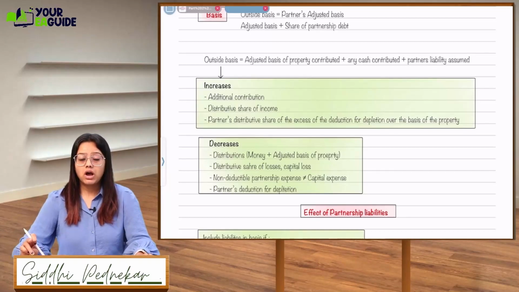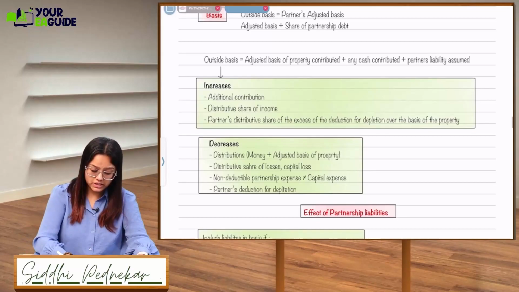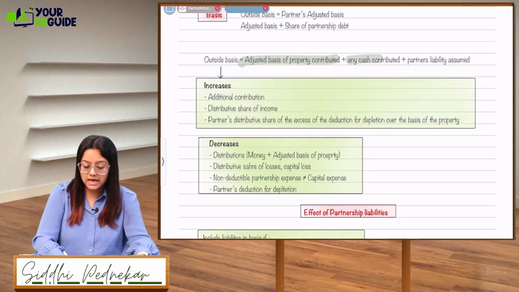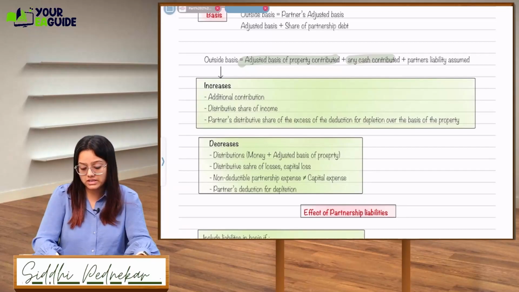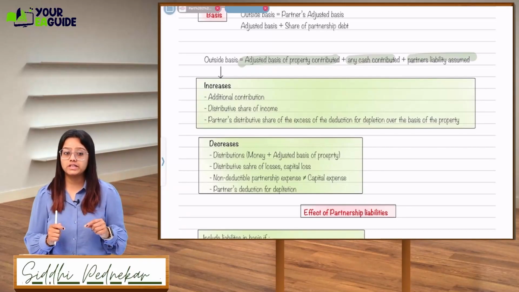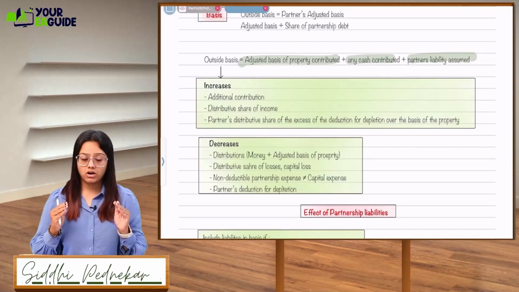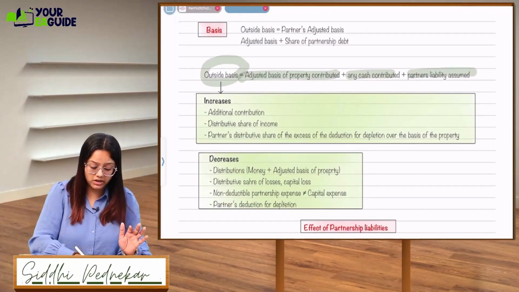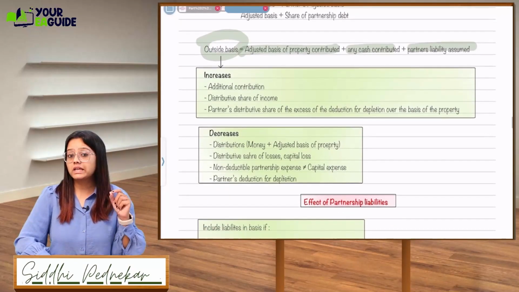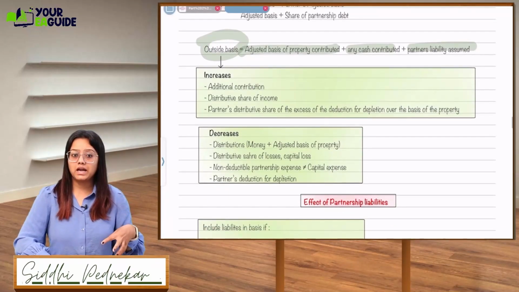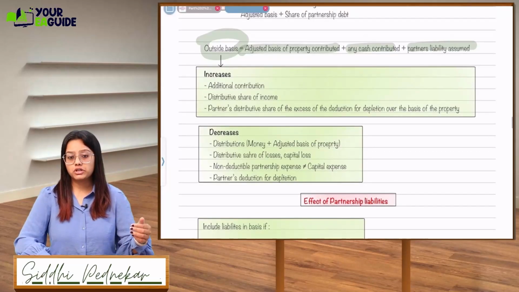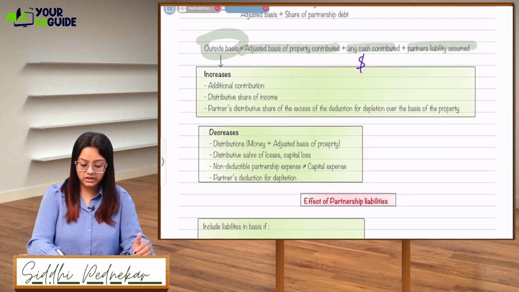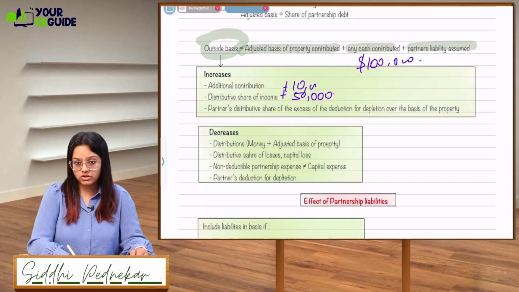Okay. So for outside basis, what you are going to see is adjusted basis of property contributed, plus any cash which is contributed, plus partner's liability assumed. The calculation we have already seen through that chart at the end of the corporation chapter. So that is our outside basis. Now you are going to increase your outside basis with any additional contribution and any distributive share of income. Means if the partnership firm is earning $100,000, and his share is 50%, you are going to increase your basis by 50,000. If you are contributing 10,000, you will add it, right?